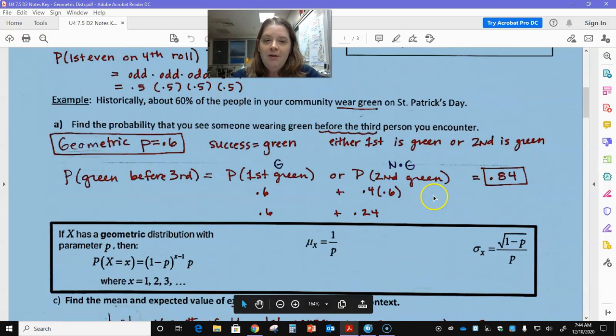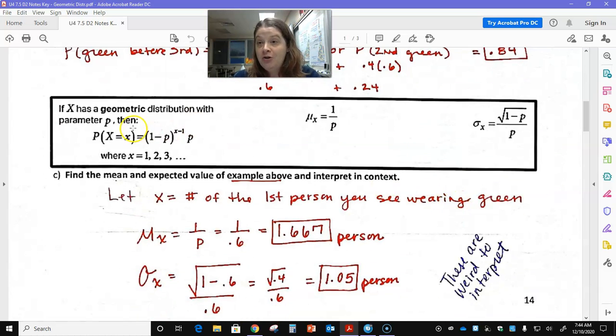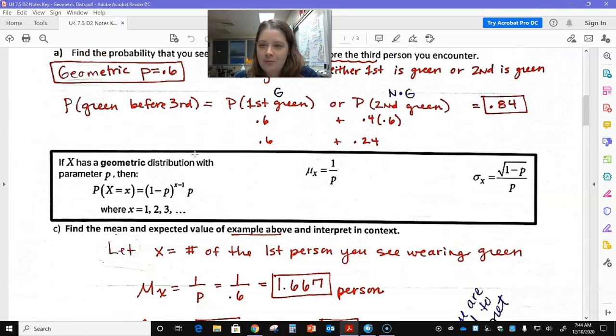When we're talking about the mean and standard deviation, these formulas are on your formula sheet. Notice it says if X has a geometric distribution with parameter P, then the probability that X equals x is 1 minus P to the x minus 1 times P, where x is 1, 2, 3. Now think about this. All this is saying, I'm going to scroll back up here.